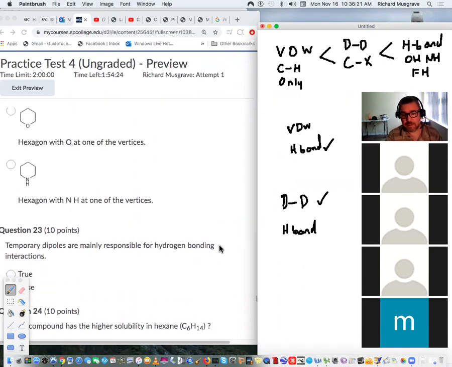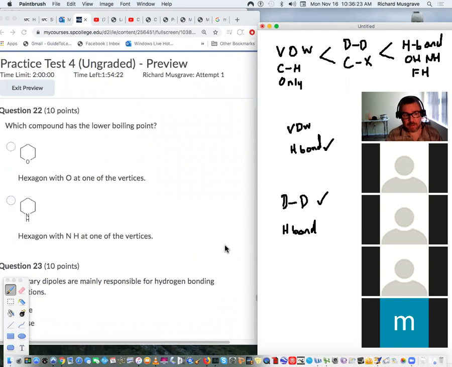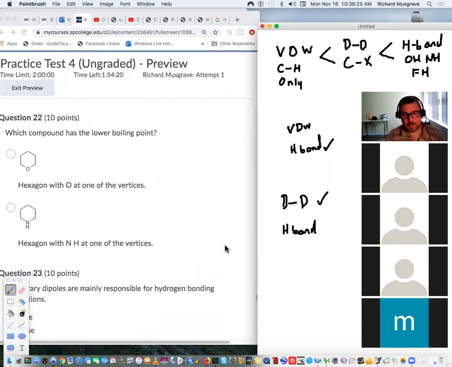I'm a little bit lost with number 22. In fact, very lost. So we're looking for the lower boiling point. The only clues they give us is that it's got an O for one of the hexagons and an H for the other one. Now, how do we link that back to that chart that you made at the top? I don't get that chart.